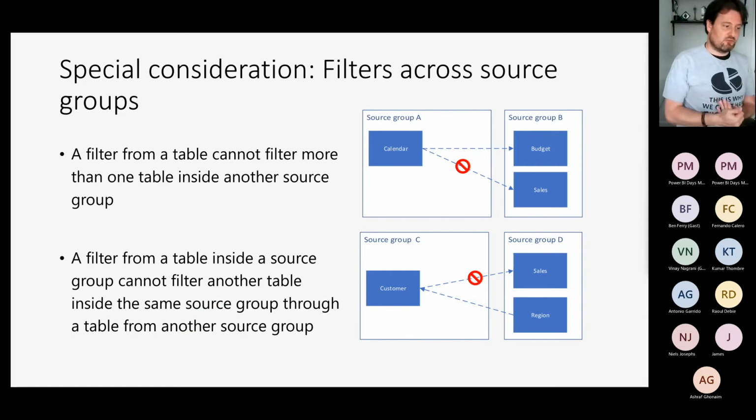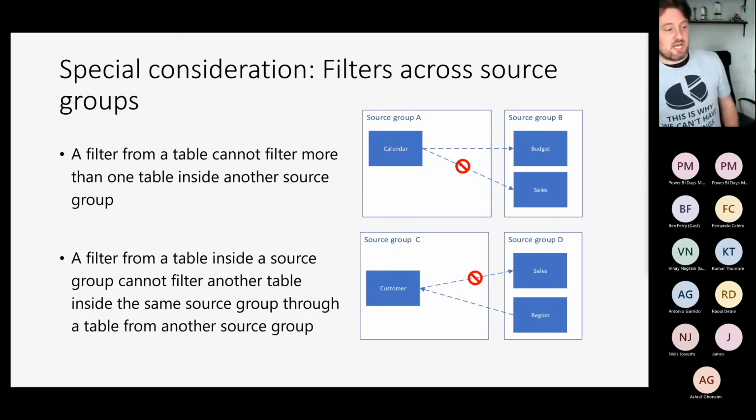Another one, when you filter across source groups, keep in mind there's some patterns that are not supported. You cannot have the same table in one source group. In this example, calendar here on the top right, filter two tables in one source group. So calendar can either filter budget or sales, but not both at the same time.